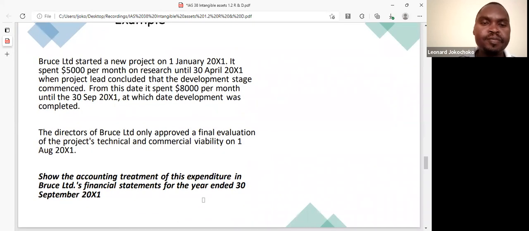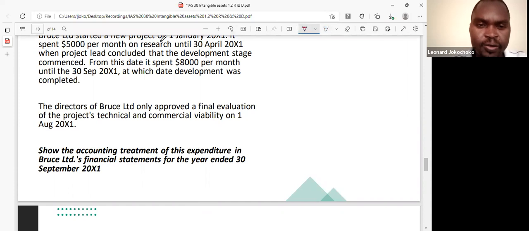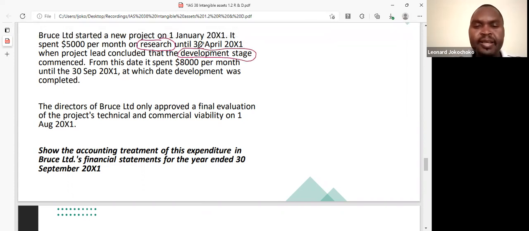Let's look at an example. Bruce Limited started a new project on the 1st of January 2021. They spent $5,000 per month on research until 3rd April 2021, when the project lead concluded that the development stage had commenced. It's very important here to look at the wording. In the first part, they were talking about research. In the second stage, they told about development. From this date, they spent $8,000 per month until 3rd September 2021, at which date development was completed.